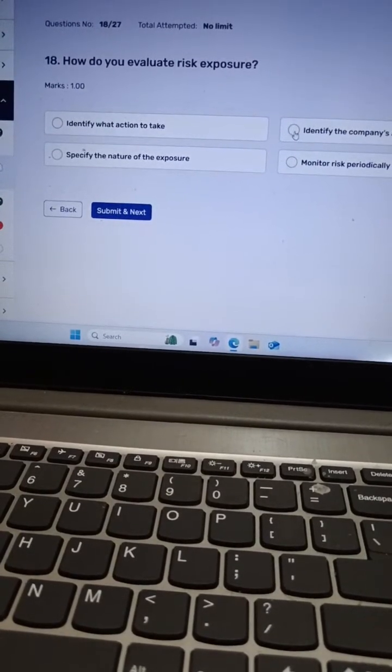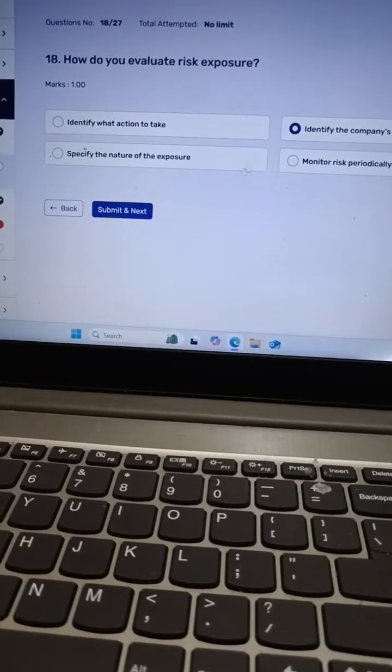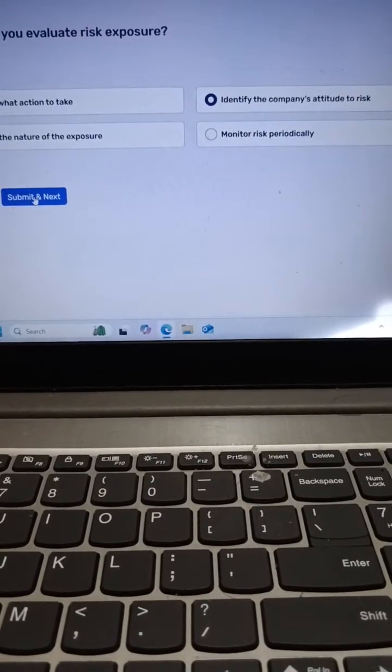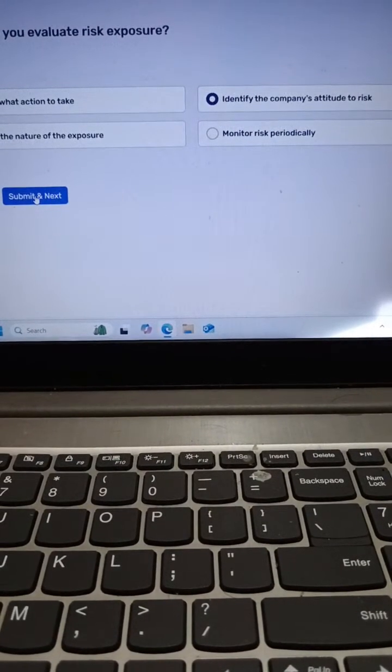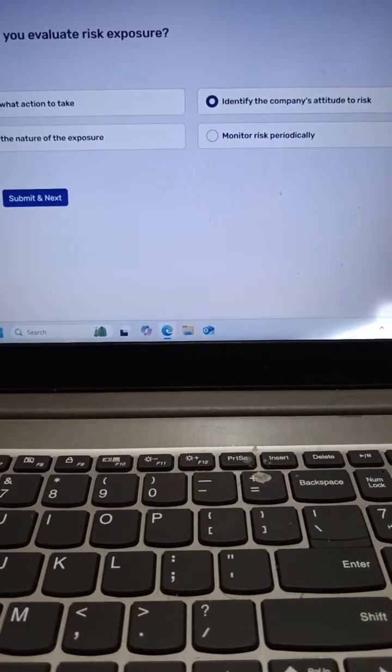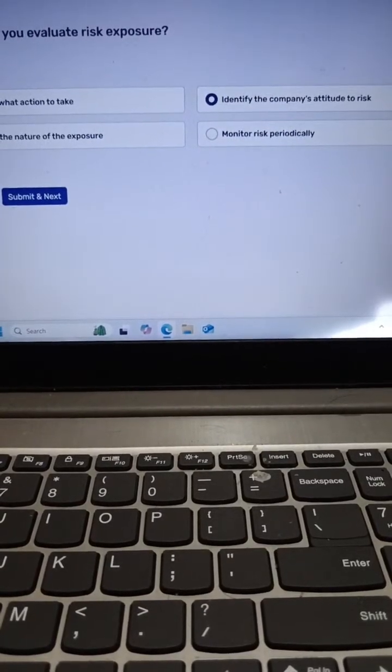This is not. Identify the company's attitude. Specify. Evaluate. Evaluate means identify the company's attitude. This is not evaluation. Specify.